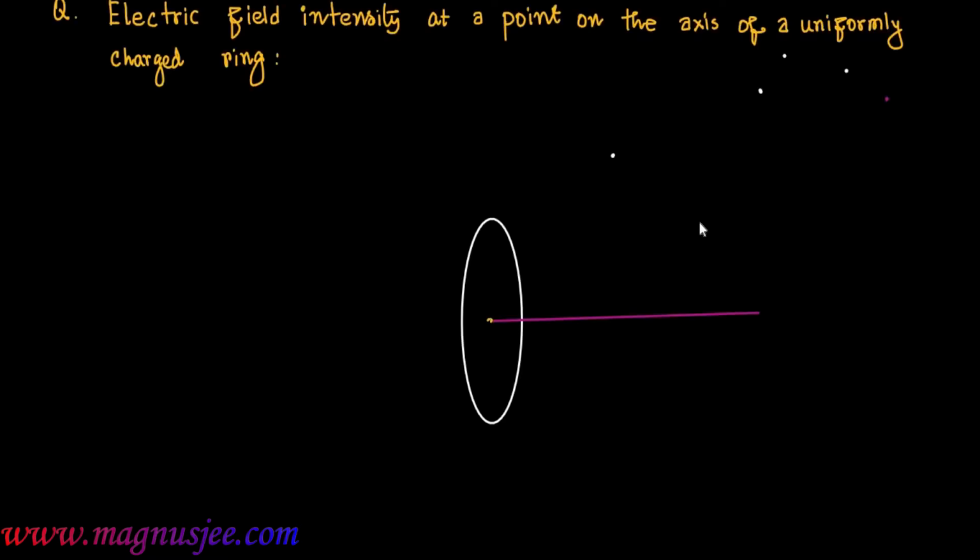We can draw a uniformly charged ring. O is the center of the uniformly charged ring. Positive charge is uniformly distributed over the circumference of this ring, and plus q is the charge uniformly distributed along the circumference of this charged ring. The radius of the ring is small a.